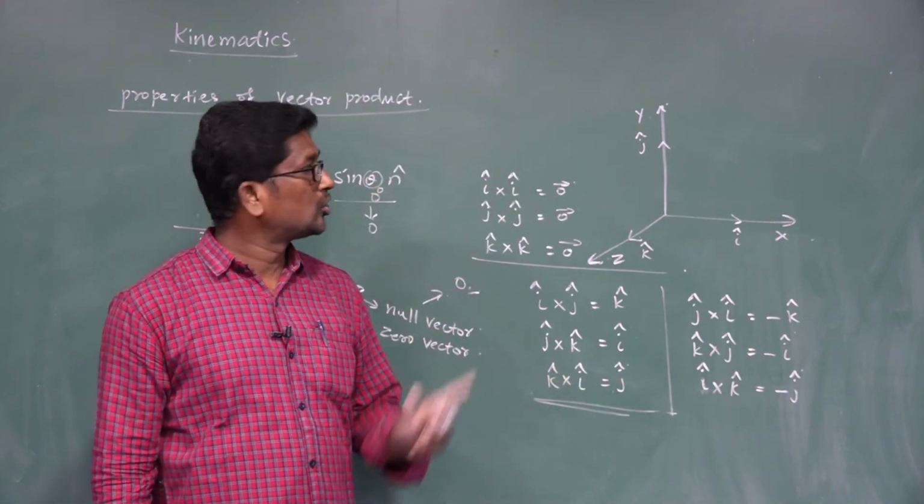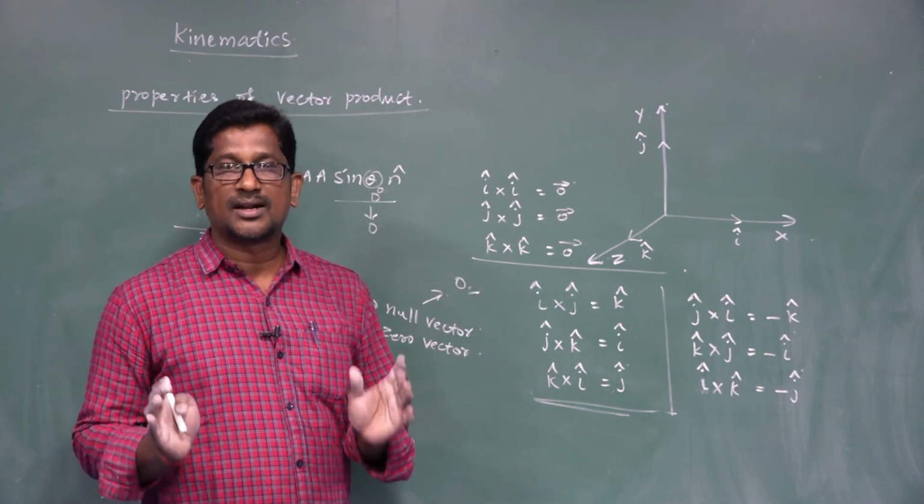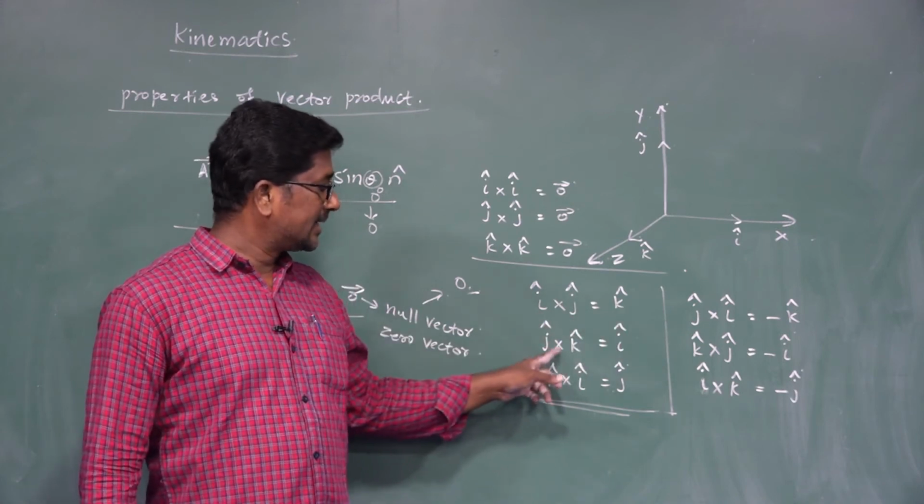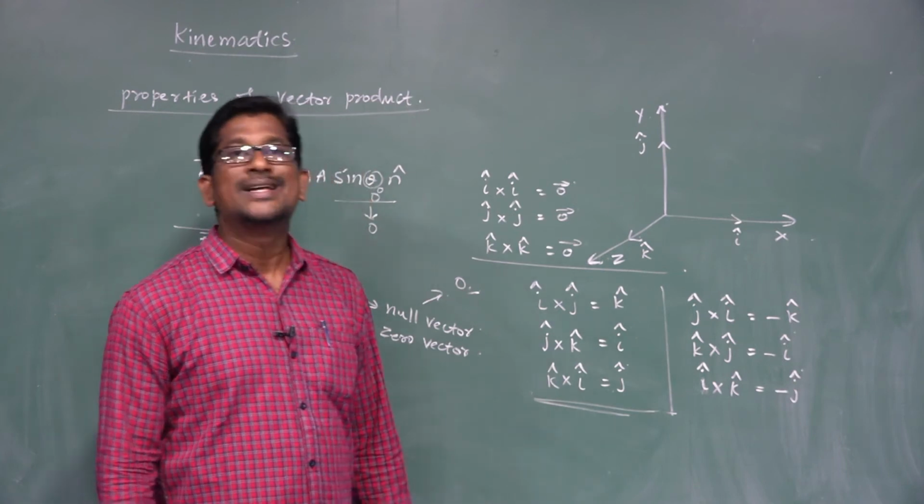So in the case of orthogonal unit vectors, according to the right hand thumb rule or right hand screw rule, i cap cross j cap is equal to k cap, j cap cross k cap is equal to i cap, and k cap cross i cap is equal to j cap. Right.